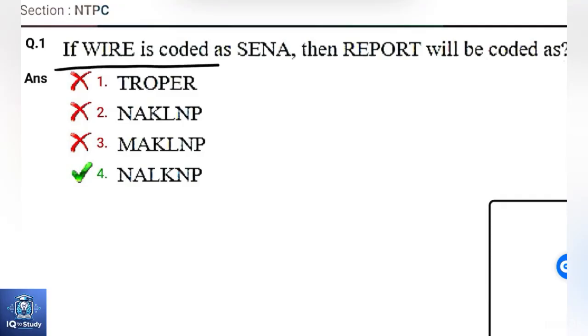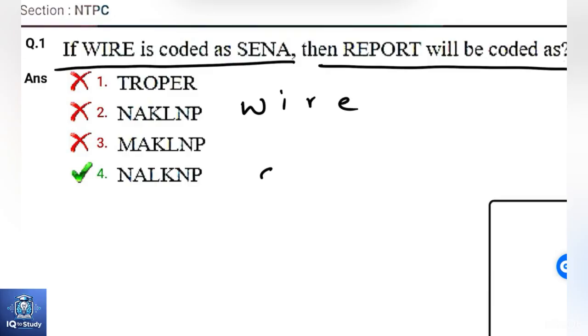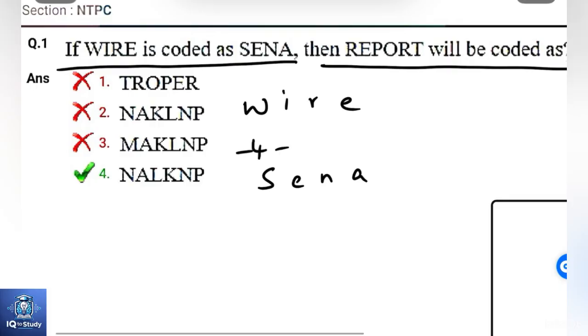If WIRE is coded as SENA, then REPORT will be coded as? Here the logic is W minus 4 is S, I minus 4 is E, R minus 4 is N, and E minus 4 is A.